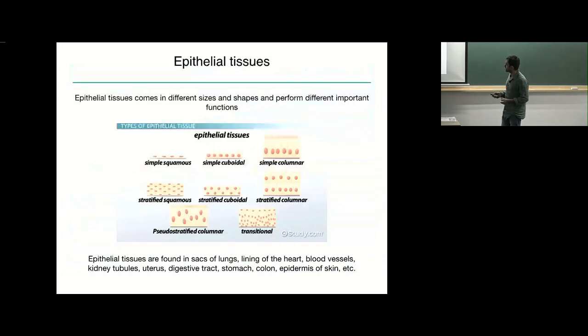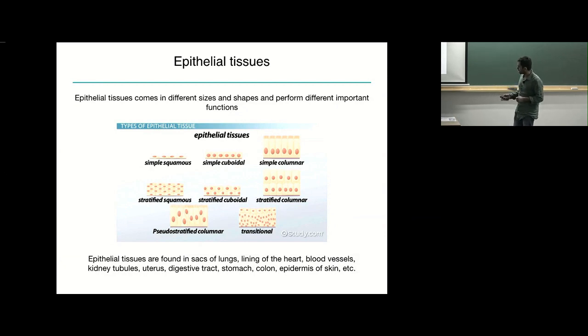Now, what are epithelial tissues? Epithelial tissues are tissues which are made up of a large number of cells. They're tightly packed, and they can have polarity, and they come in all forms and sizes, as you can see in this picture. All of them perform different kinds of functions, like secretion, absorption of fluid and other materials in the different organs like heart, kidneys, you name it.